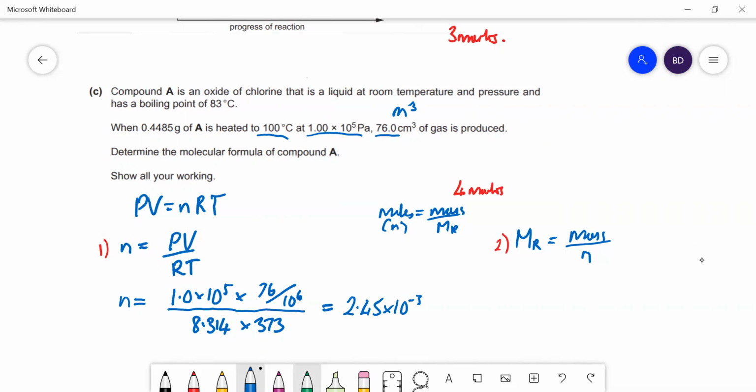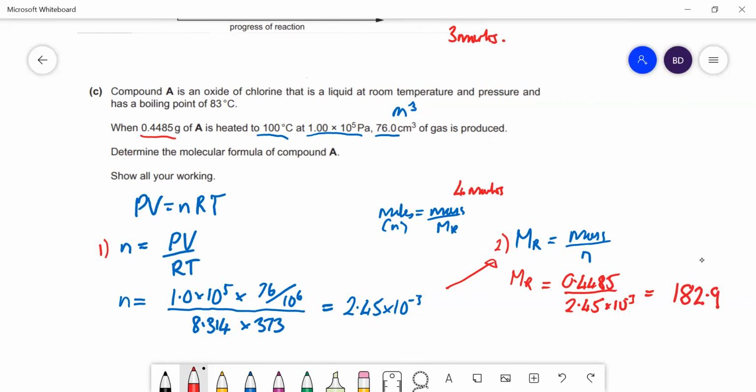Now we've got to put that number into this equation to work out the Mr. So the Mr is equal to the mass of the stuff, which they had 0.4485 grams, divided by the number of moles. That works out to be 182.9 grams per mole. That is the Mr of the compound.